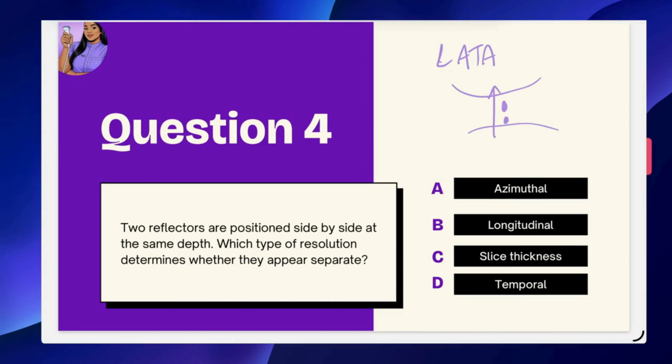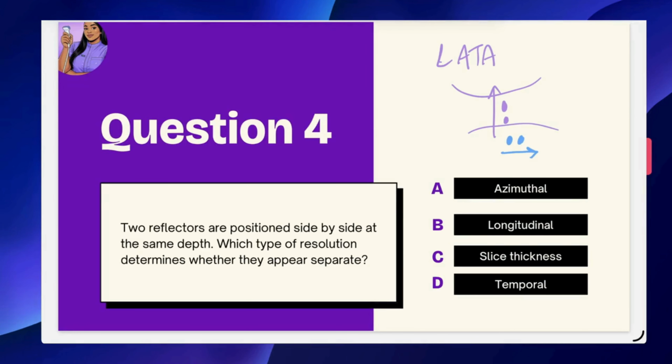Okay, so we know that A is the right one, but even if you saw B, longitudinal, and you freaked out, longitudinal is more for axial resolution. Let me draw that. That's about those structures that are along the beam. So longitudinal, along the beam, that's what's going to be for axial resolution. So that doesn't make sense here. Slice thickness, that also does not apply here. And temporal resolution is about motion, so that also does not apply here.